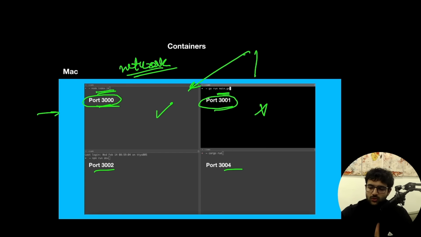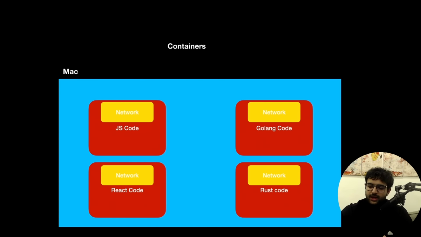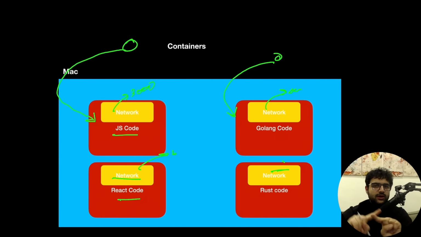This problem also goes away inside a container. Each container has its own network. Each container has, let's say, its own 3000 port, its own 3000 port, its own 3000 port, and its own 3000 port. They don't share the network. And since they don't share the network, the first person can start a React project here on 3000. Second person can start here on 3000. The ports will not conflict.